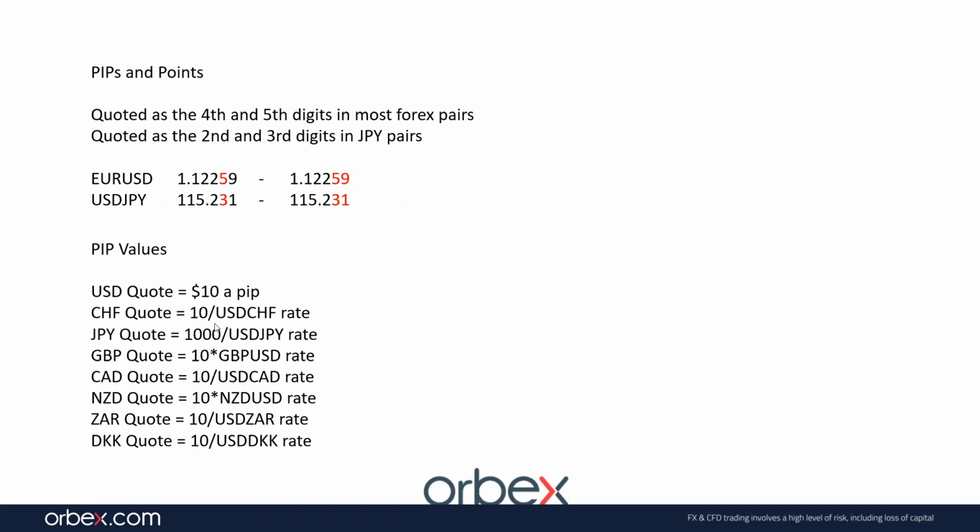However, as you can see here, dollar quote currencies, it's very important to know that it's $10 a pip, no matter what. And then the reason why we get some fluctuations in the pip values for the other pairs is because it depends on the actual rates that we have in these calculations. So even the Danish krone, it's 10 divided by the Danish krone rate at the time. South African rand is the same thing. And some are multiplied, some are divided, depending on the strength of the currency as well.